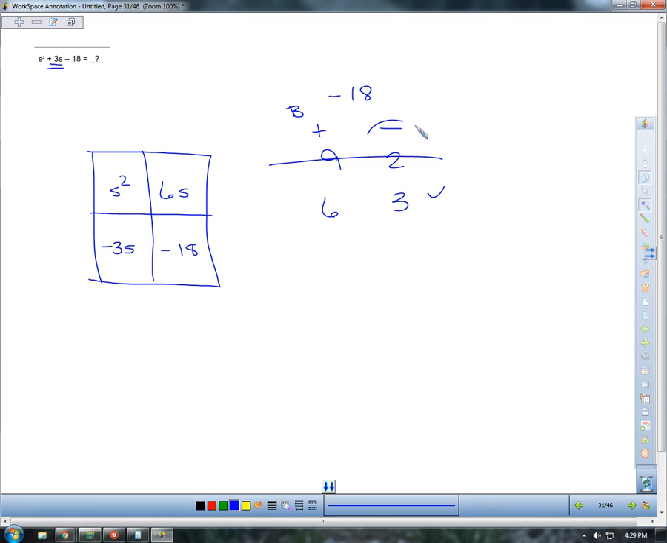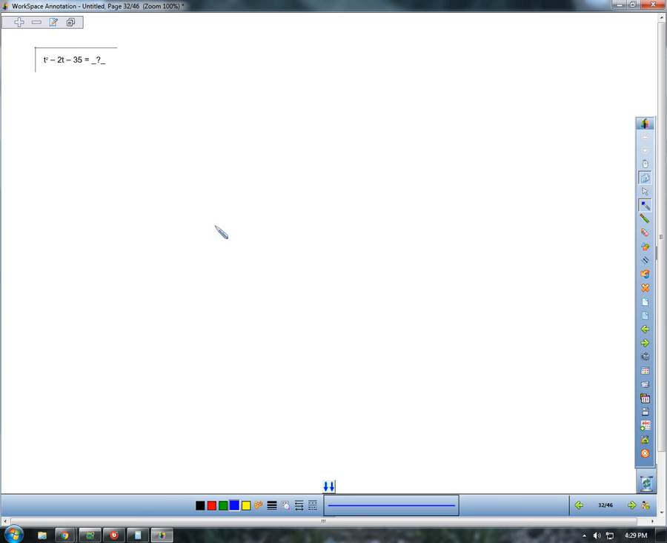Don't forget, this is the negative number, right? So we have s and s. That'll be 6. That'll be negative 3. S plus 6. S minus 3. Ta-da! One more problem before we go.